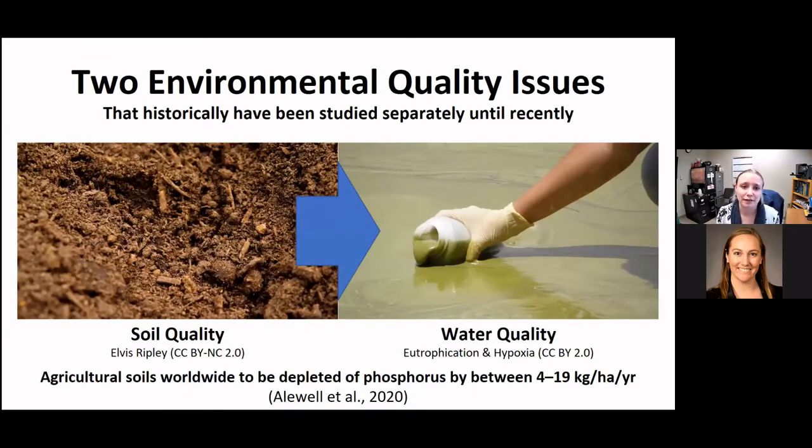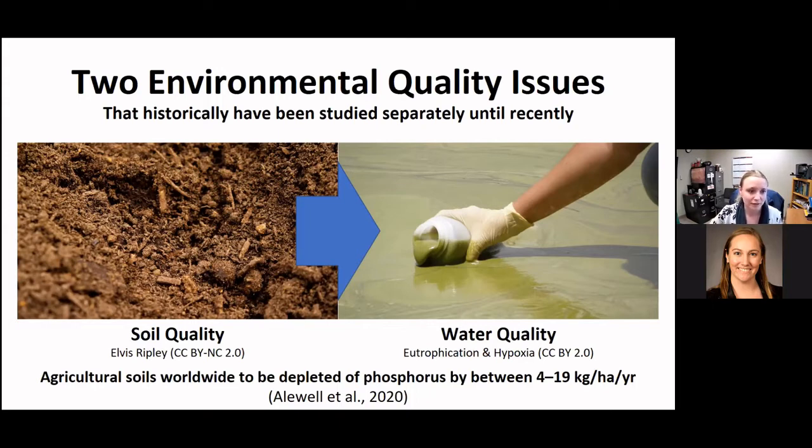There are these two environmental quality issues that historically have been studied separately until recently, and these are soil quality and water quality. Why am I trying to tie these two seemingly different topics together? Well, while investigating phosphorus loss risk, I knew that phosphorus, or P, tends to be a soil-bound nutrient, and this has historically been thought to be the case. People thought, oh, phosphorus sticks to the soil. Well, this posed a curious area of research for me that involves both soil and water quality working together in order to prevent further P losses to the environment that cause water quality issues.